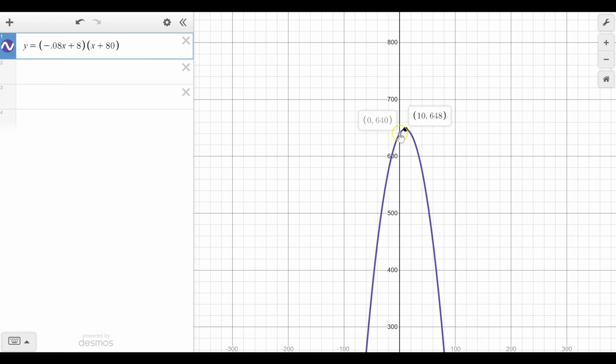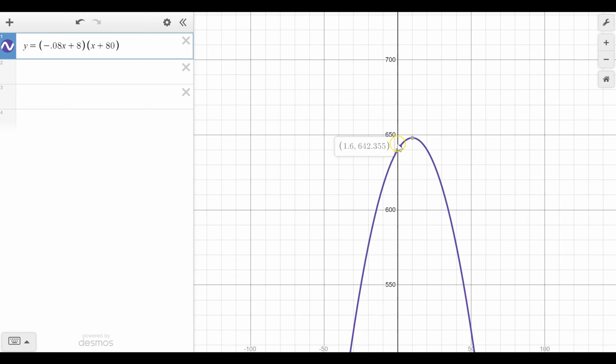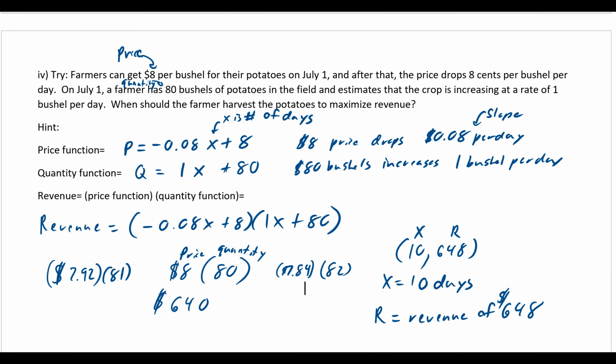So you can see that his revenue will actually go up here. So at 3 days, he makes $644. At 4 days, he's now at $645.12. At 5 days, and so on. But at 10 days, that's his max. After 10 days, he's losing money. So at 10 days, it's $648. So 10 days, revenue $648.